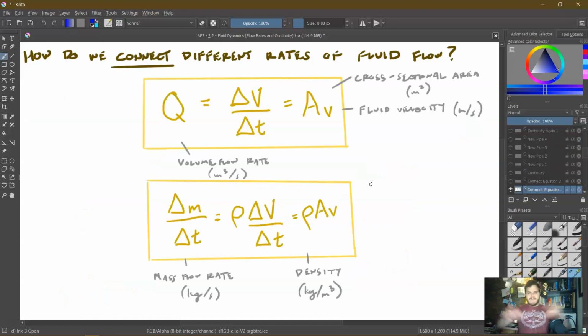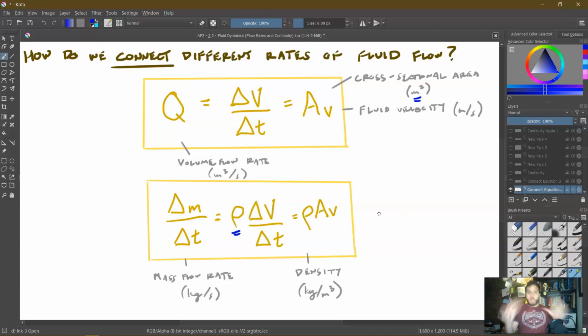So let's go ahead and just piece all these together in one quick, easy space. So we have Q, which we know is equal to delta V over delta T. That is, by definition, they are the same thing, is equal to A times V, the cross-sectional area in meters squared, times the fluid velocity in meters per second. And delta M over delta T is simply rho, the density in kilograms per meters cubed, times delta V over delta T, or rho times the cross-sectional area times the fluid velocity.